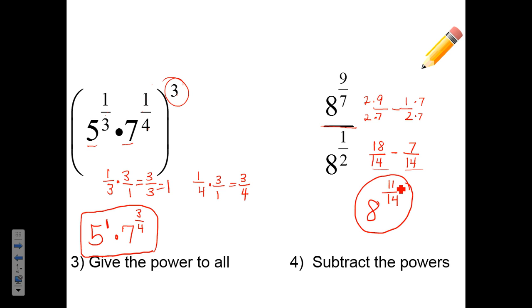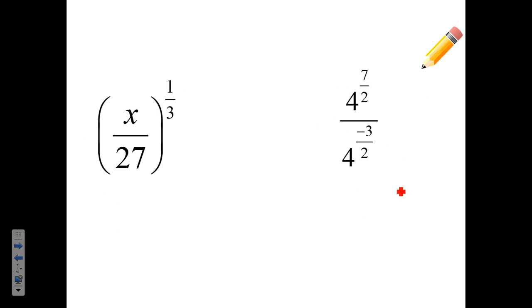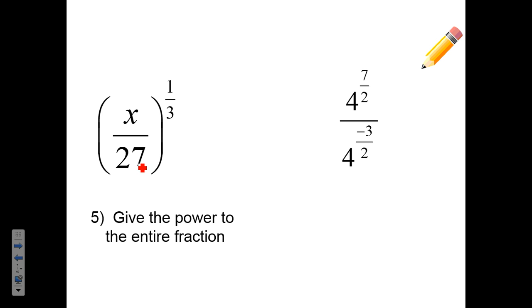Okay, we have two more examples. We have a division problem with two different bases, and the rule is you give the power to the entire fraction, both the numerator and the denominator. So we first have to decide what is the power or exponent on this x. It is a 1. Remember, if you don't see it, it's a 1.